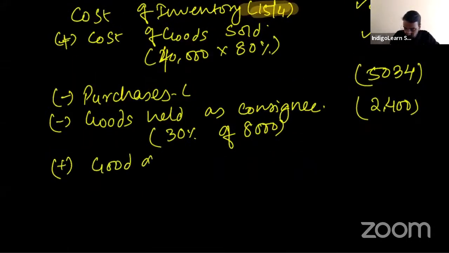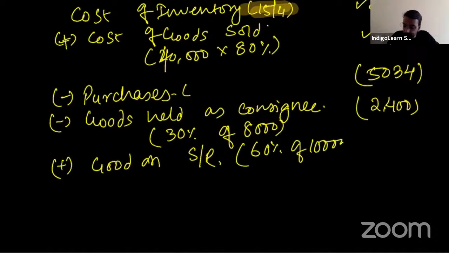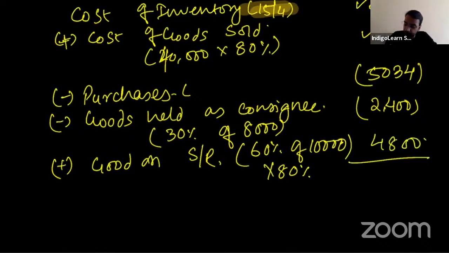Goods on sale or return basis, 60% of 10,000. Of this, we'll only consider the cost. What is our cost? 80%. So 60% of 10,000 is 6,000, multiplied by 80%, we get 4,800. You do the total, you will get the inventory valuation.